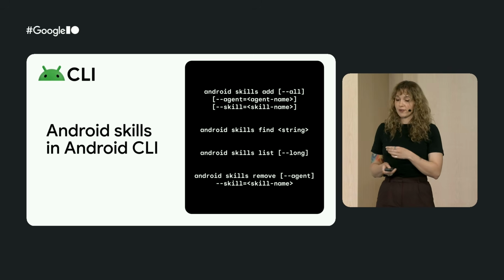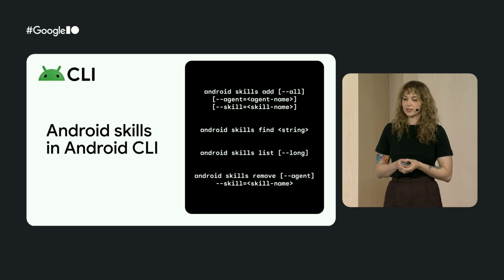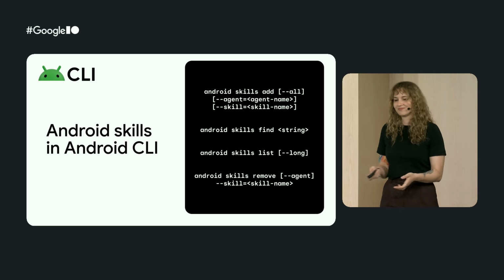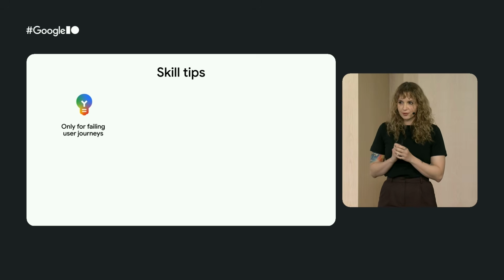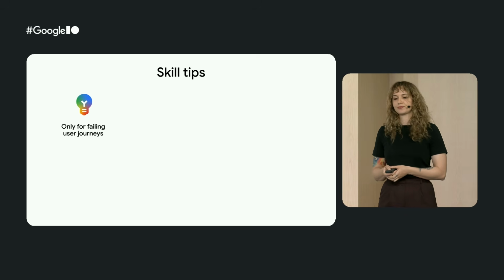Android CLI also offers full integration with Android skills. You can install them to your dedicated directories for specific agents. You can also specify which skills you want. You can remove them, list them, find them, and so on. You can even tweak or write your own. But if you're going to write your own, let me share a few tips that we have from our own experience of writing Android skills.